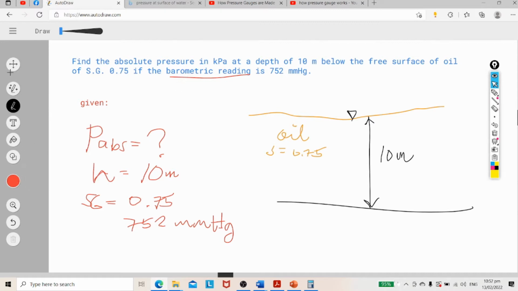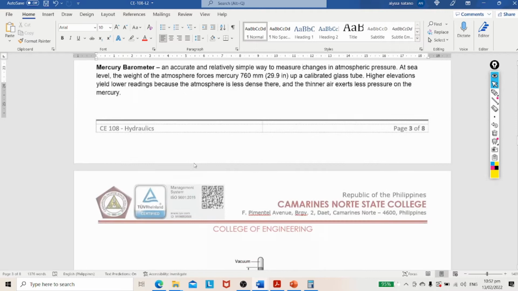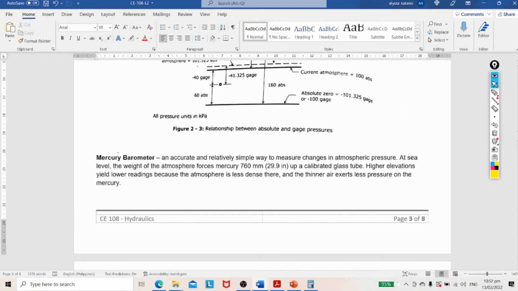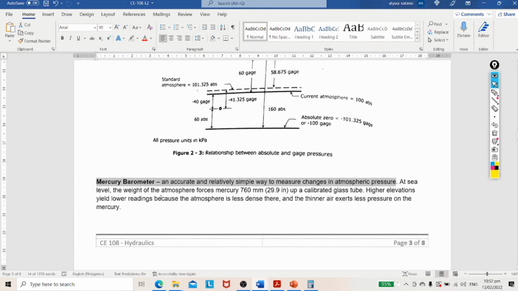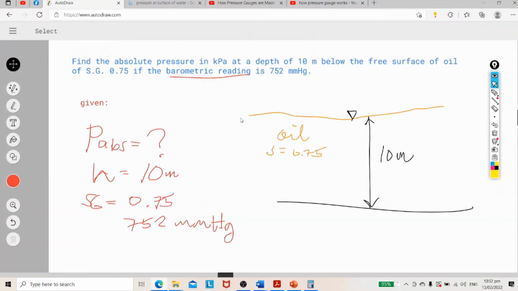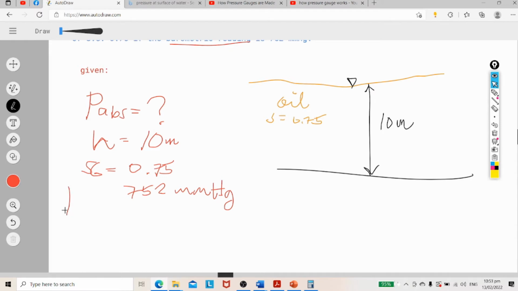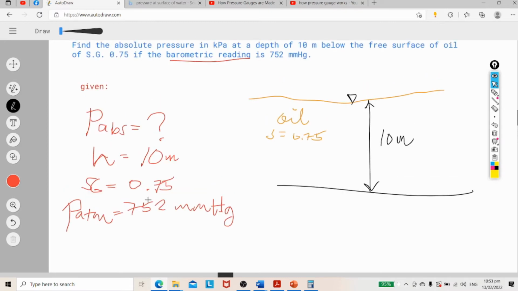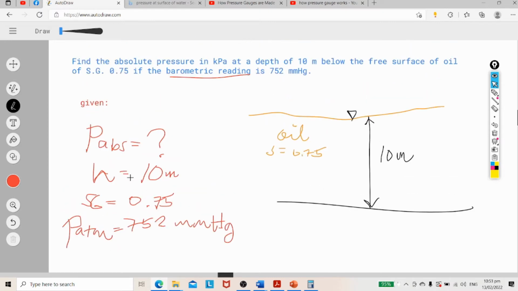Pero tingnan nga muna natin ulit kung anong ibig sabihin ng barometer. Barometer. From this, the mercury barometer is an accurate and relatively simple way to measure changes in atmospheric pressure. Ibig sabihin, ang mineasure ni barometer or barometric reading na yon is the atmospheric pressure. So we can say that this 752 mmHg is your P atmospheric. Yan, perfect. O di, meron na tayong P atmospheric, specific gravity, height. What is the absolute pressure?